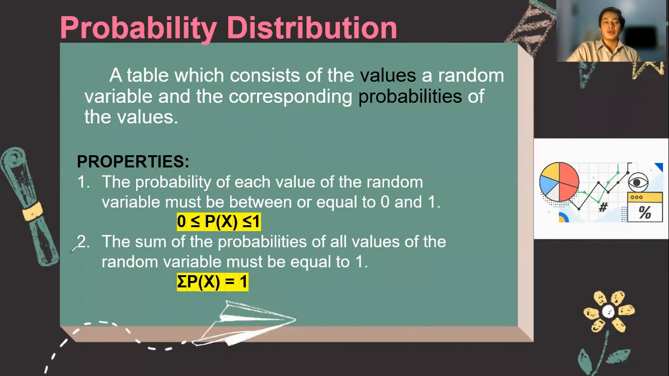Now let's proceed to the second property. The sum of the probabilities of all the values of the random variable must be equal to 1. In symbols, we say that the summation of the probability of the random variable x is equal to 1, meaning when we add all the possible outcomes and their corresponding probabilities, the sum must be equal to 1. Now, let us apply those properties of the probability distribution on the next examples.